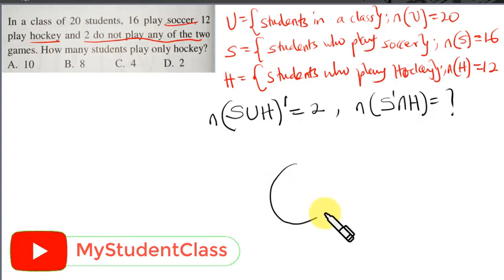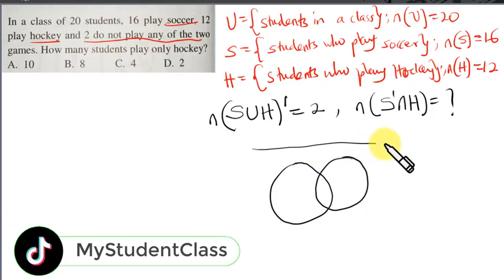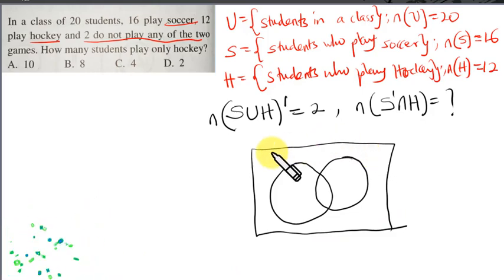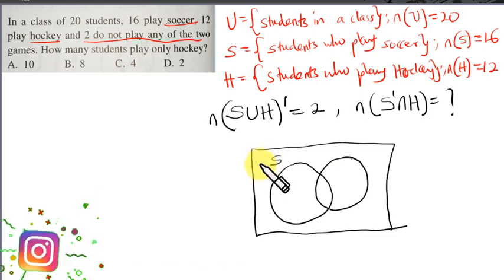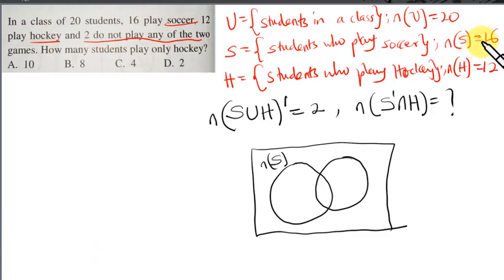So let me draw two circles and proceed from here. Let this be my soccer circle. So the number of students who play soccer, from here I wrote n(S) is 16. The number of students who play hockey, which is H, from here I wrote 12, and of course the universal set, I can't forget this, the number of students in the universal set is also 20.